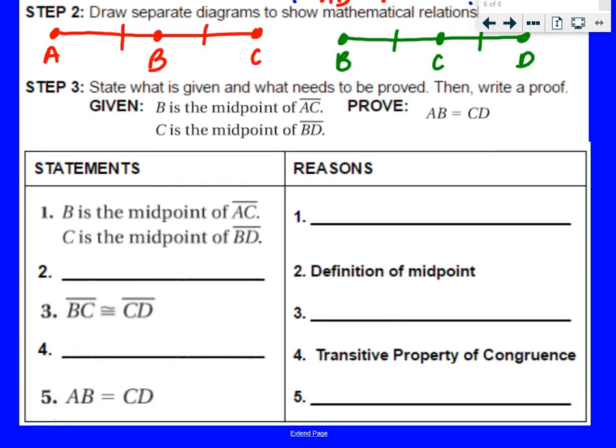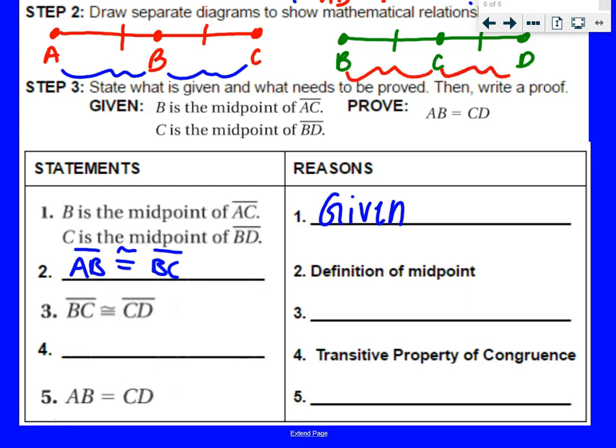All right, so statement: B is the midpoint of AC and C is the midpoint of BD. That is our given. That's what we're starting with. All right. Then we have definition of midpoint. So we want to talk about that congruence statement right here. We can say that segment AB is congruent to segment BC because that's the definition of your midpoint. Then we also have that segment BC is congruent to segment CD, which is also definition of midpoint.